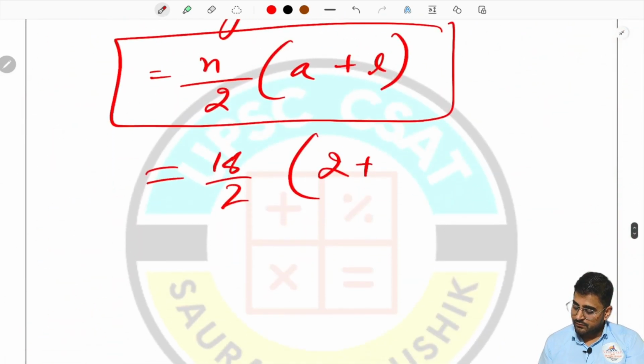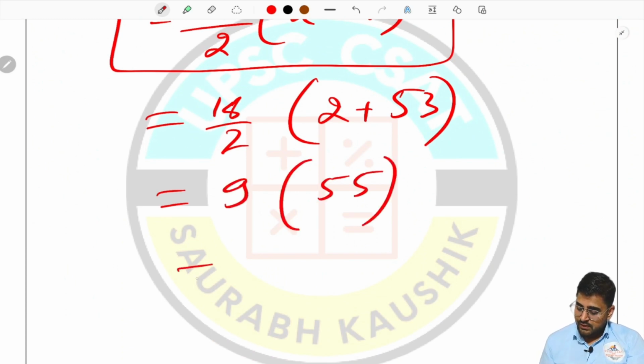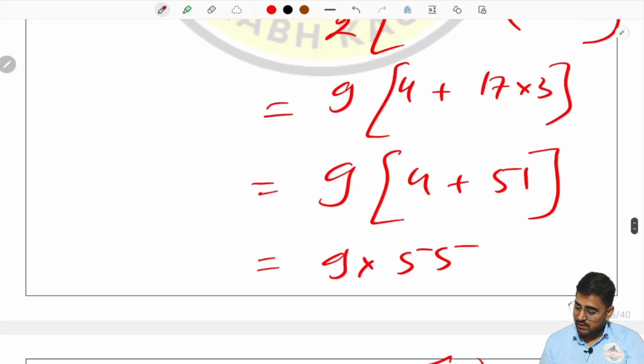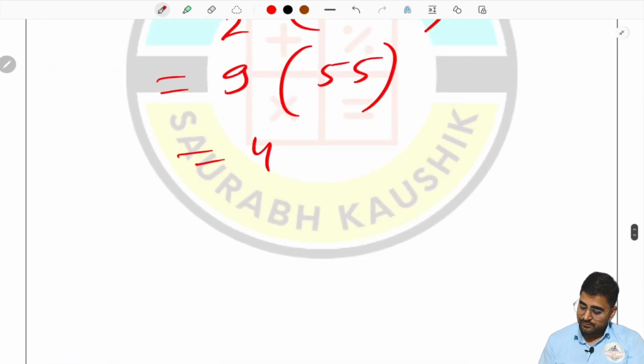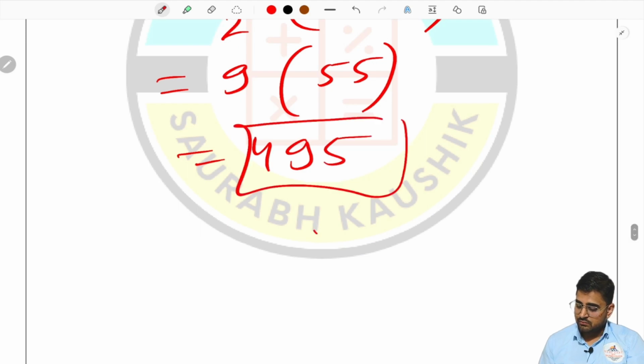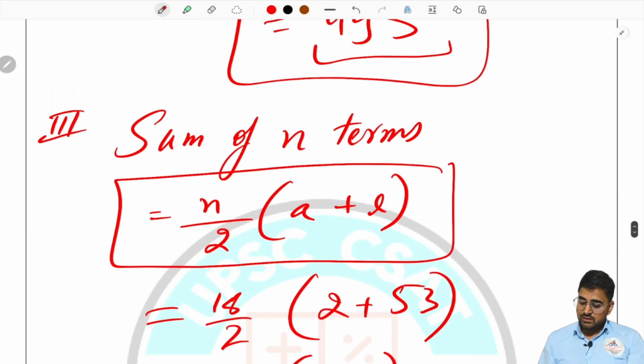53 was the last term. Okay, now let us find the sum of it. It becomes 55. Again the same thing happens, 9 into 55 here, and it becomes 495. Same thing comes. Okay, means our steps are correct.